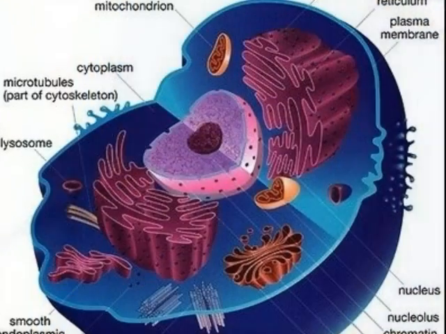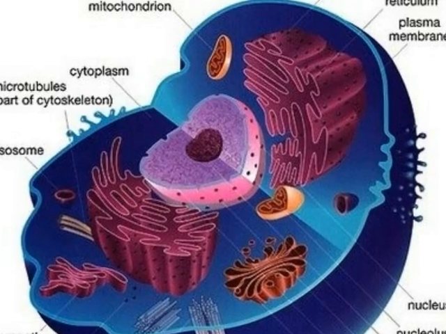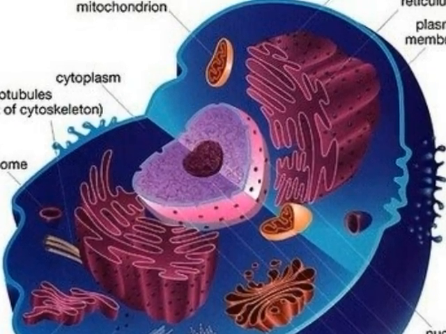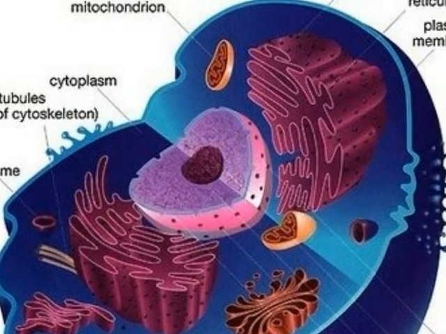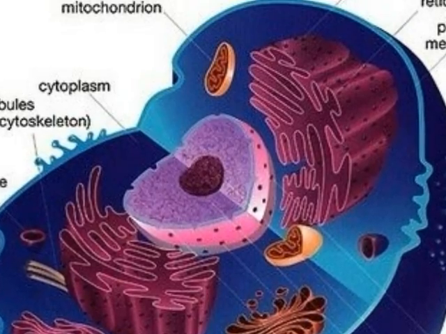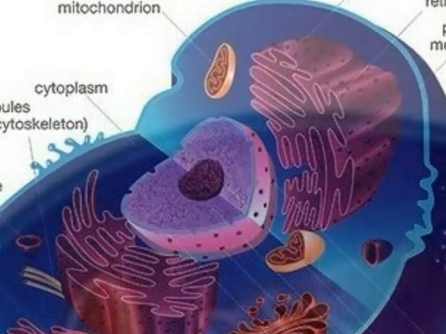Up next is the vesicle. The vesicle is a small bladder-like cavity. Now, our last stop on this tour is the cytoskeleton. The cytoskeleton is a network of protein filaments within the cells that help the cell maintain its shape. It is also involved in many forms of cell movement.